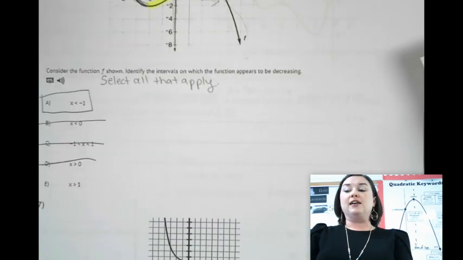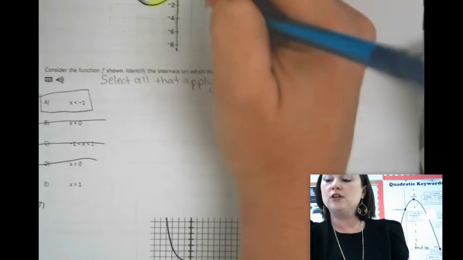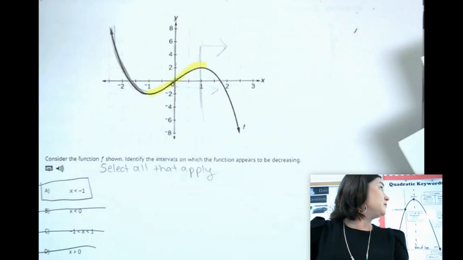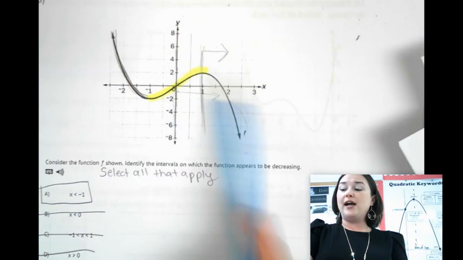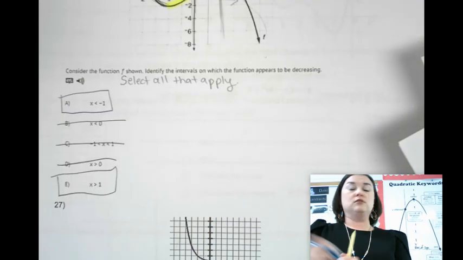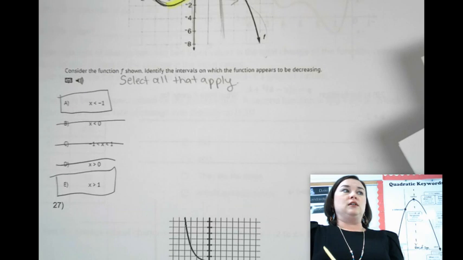Then I look at E, x greater than 1. Well, here's 1. When I go greater, that's to the right. Everything to the right of 1, is it going up, down, or both? Down. So E is also part of our answer. Questions about that?